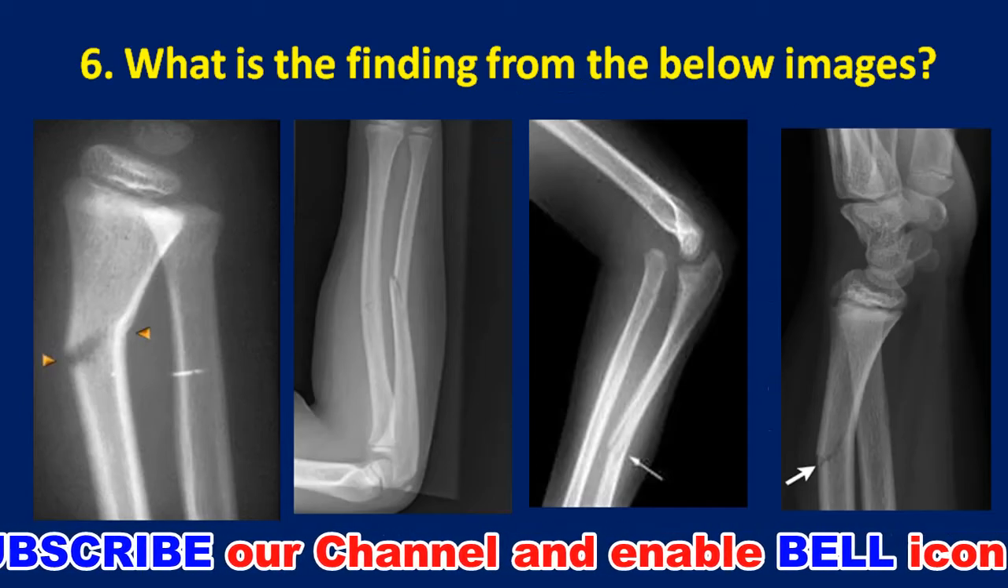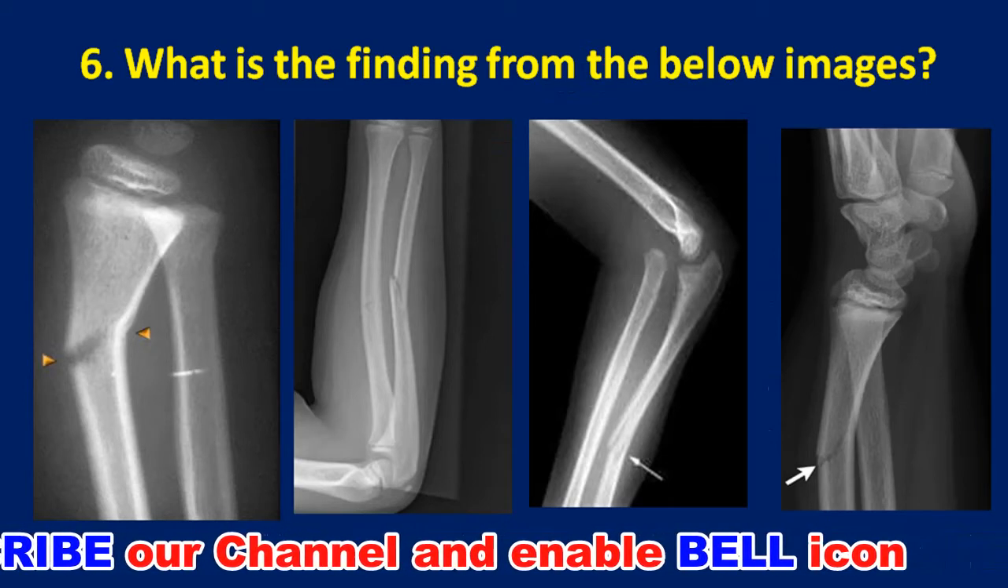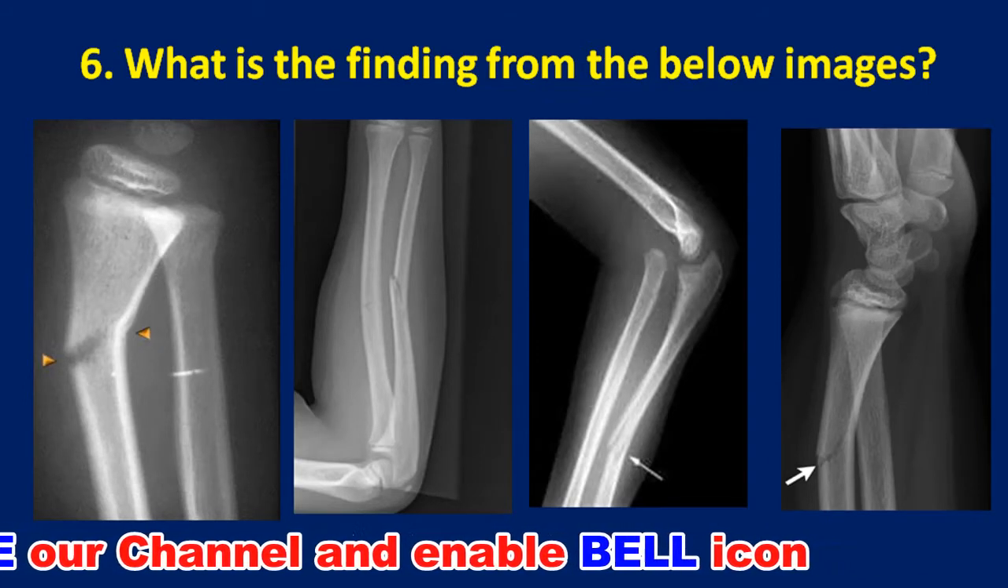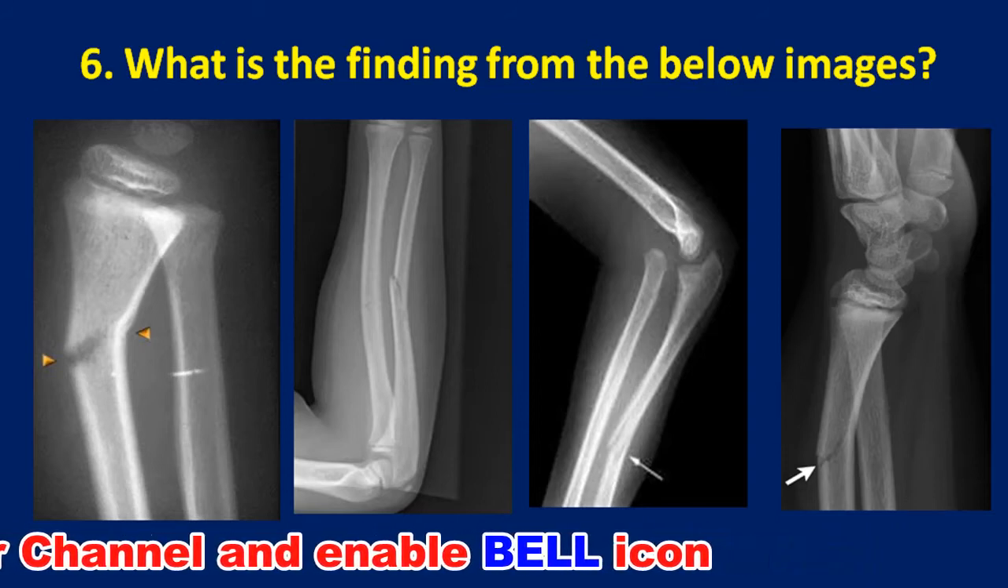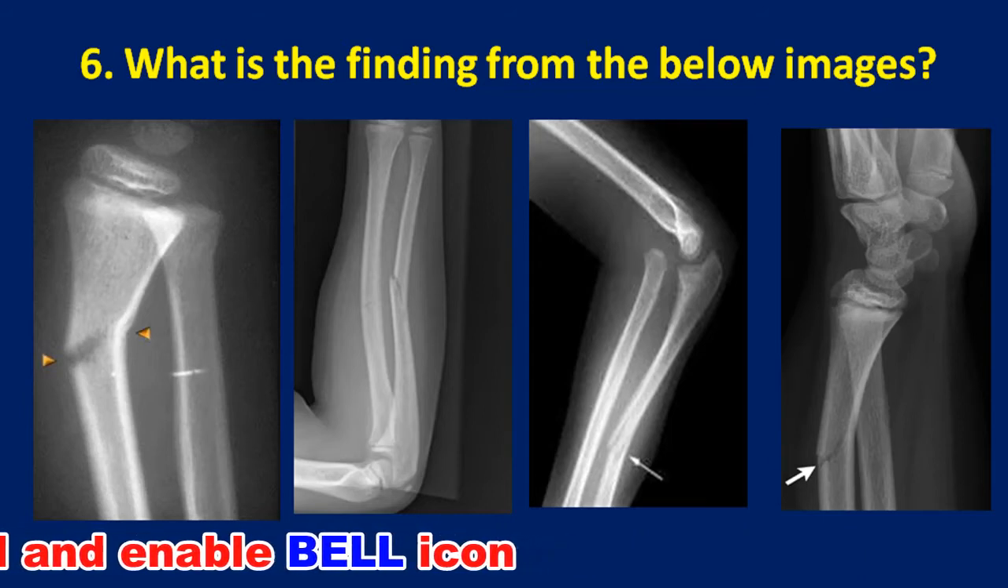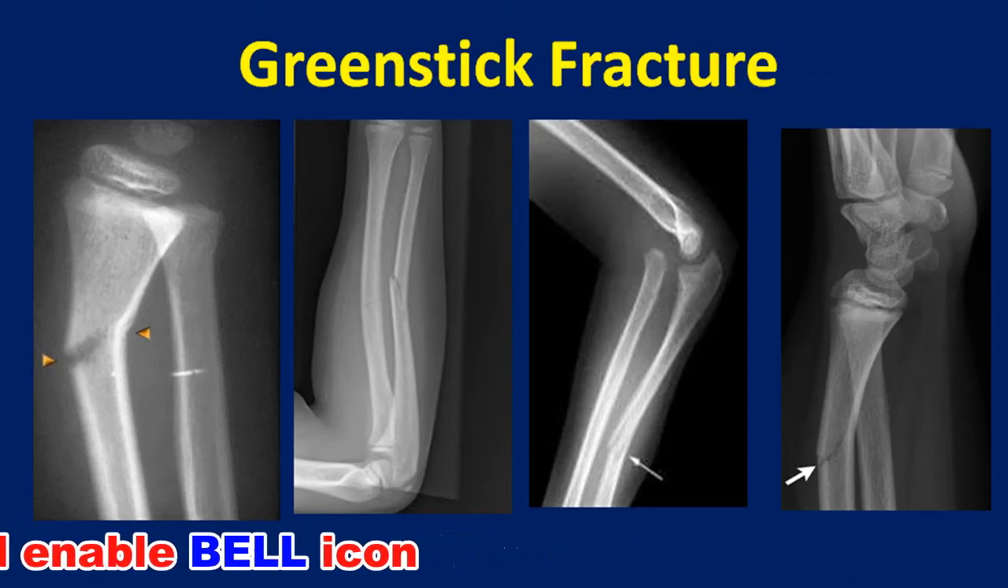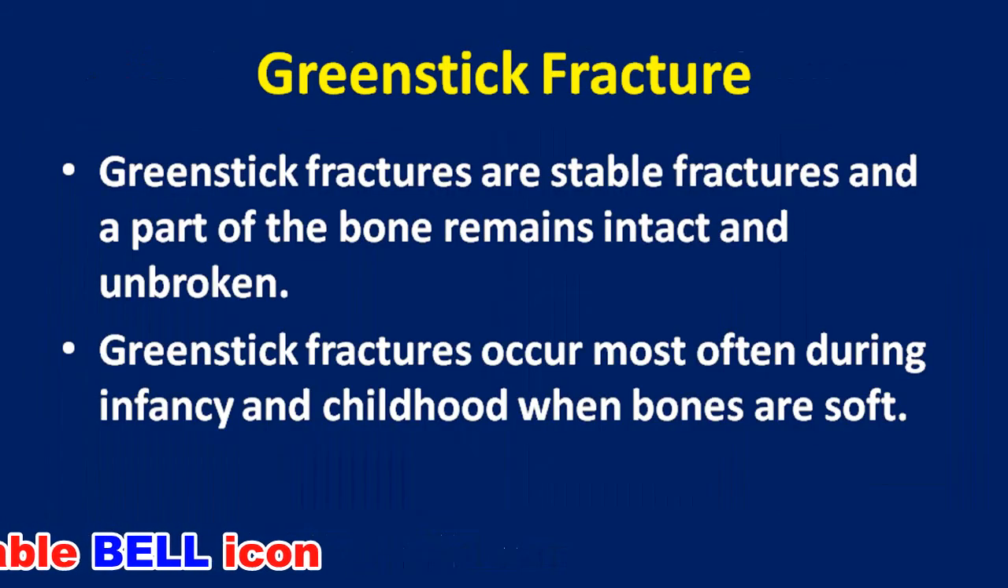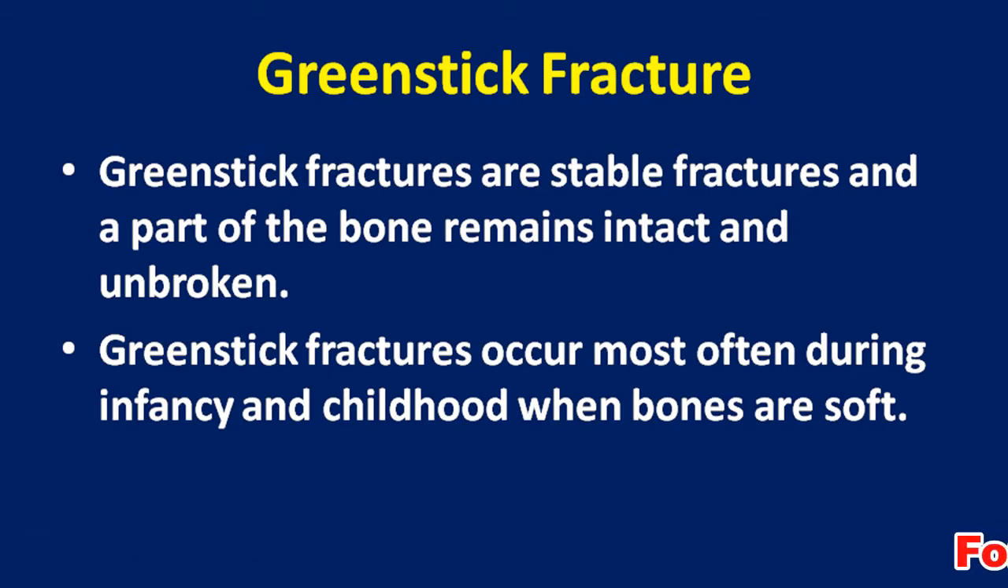Sixth question, what is the finding from the below images? Here you can see 4 X-ray images and you should tell what is the observed finding. The image shows Greenstick fracture. Greenstick fractures are stable fractures and a part of the bone remains intact and unbroken, that you can see from the X-rays. Greenstick fractures occur most often during infancy and childhood when the bones are soft.